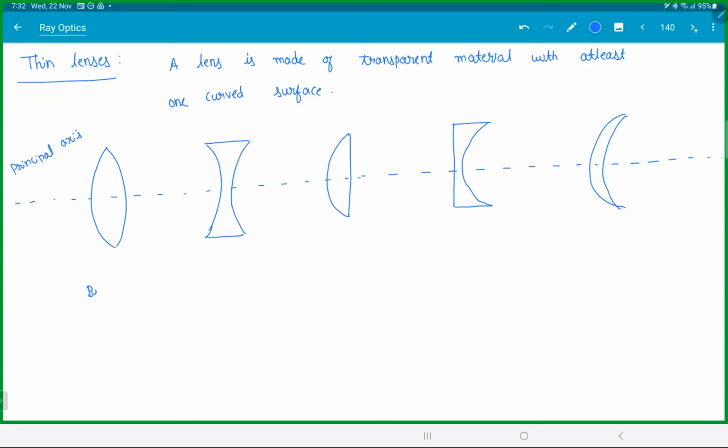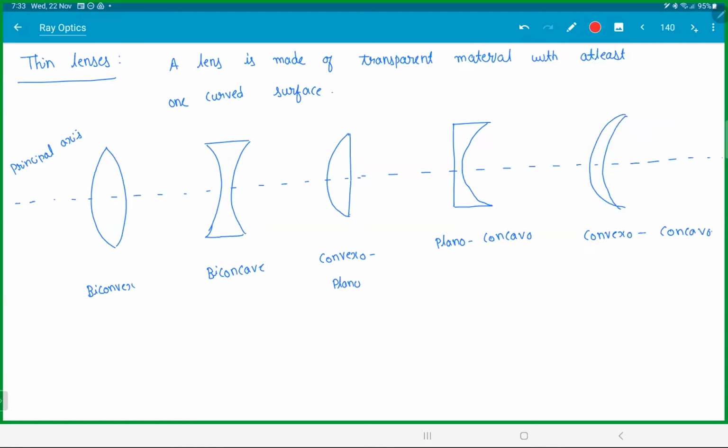This is your biconvex. This is biconcave. This is convexoplano. So left side is convex, right side is plane. This is plano concavo. This one, left side is convex, right side is concave. So convexo concavo. Naming is fine, not a big deal. Depends on which way you're seeing first.